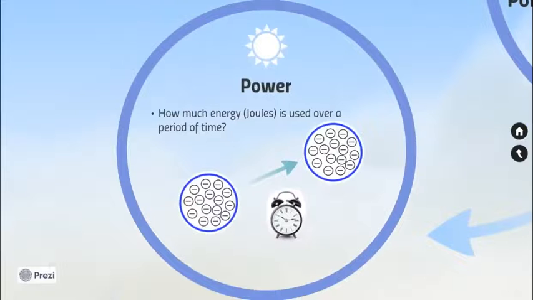Power is how much energy is used over a period of time. How much voltage is used over a period of time to move a certain amount of electrons, right? So we're going to take these electrons and we've got our pressure, and now we're starting to move them. We have something happen, and as we move it, we're going to time it, and that's going to give us our power.